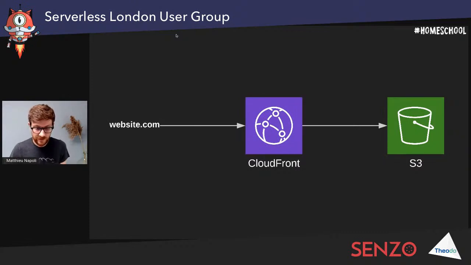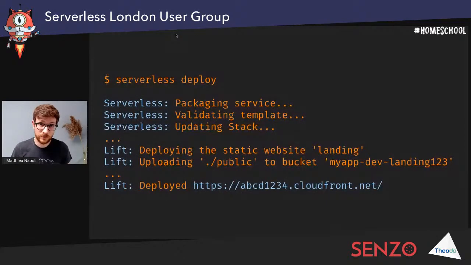So that's what Lift will deploy on serverless deploy. But Lift will also take care of uploading the website on serverless deploy. So it will create CloudFront, create S3, and upload all the static files just in one command, in one serverless deploy command.